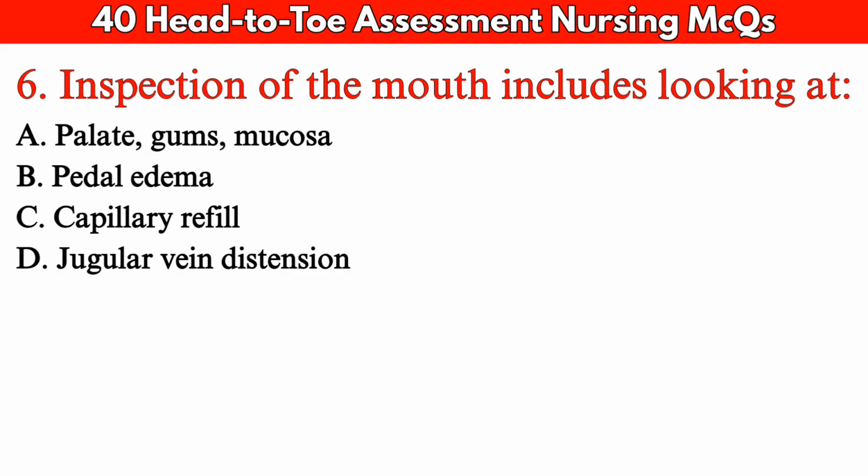Inspection of the mouth includes looking at A. Palate, gums, mucosa, B. Pedal edema, C. Capillary refill, or D. Jugular vein distension. The correct answer is A. Palate, gums, mucosa. During mouth inspection, the nurse visually examines the palate, gums, tongue, and oral mucosa for color, lesions, and moisture. Pedal edema affects the feet, capillary refill is checked at the nails, and jugular vein distension is assessed in the neck.